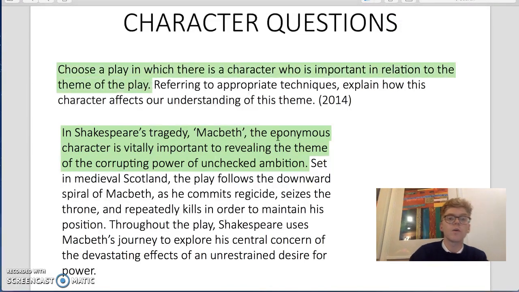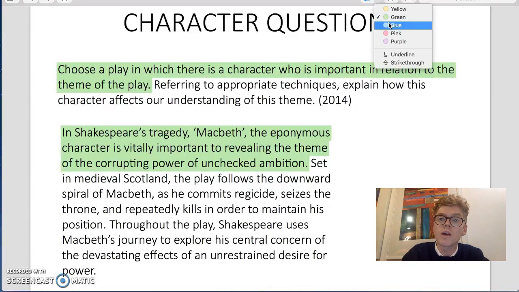Sorry, first sentence of the question directly. So choose a play in which there's a character who's important in relation to the theme of the play. So what's the play, who wrote it, who's the character, and what's the theme? These are the crucial things that need to be defined in that first sentence. In Shakespeare's tragedy Macbeth, the eponymous character is vitally important to revealing the theme of the corrupting power of unchecked ambition. There we are. It's all in that first sentence. We're serious about answering the question.